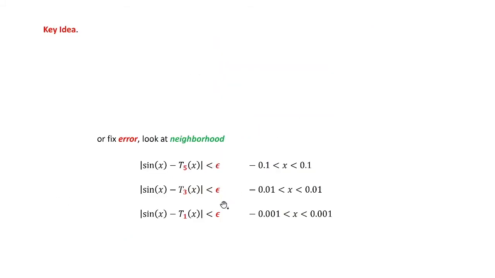So if I want a fixed accuracy, specify whatever your error is, I can take a larger neighborhood and associate a larger neighborhood with a higher order Taylor polynomial, and get the same accuracy. I mean, this is a big deal. This is a very big deal.